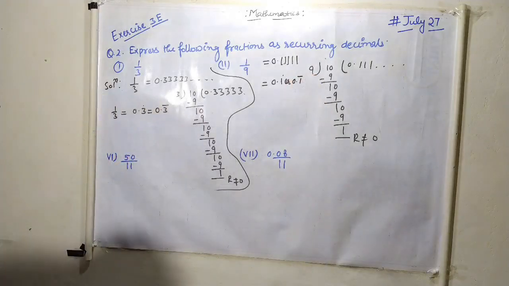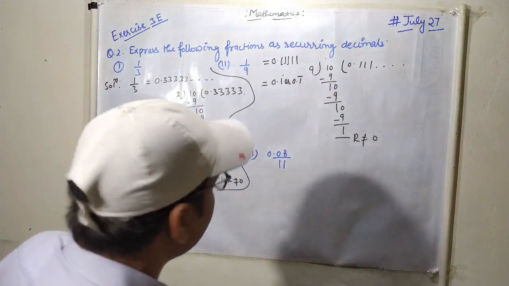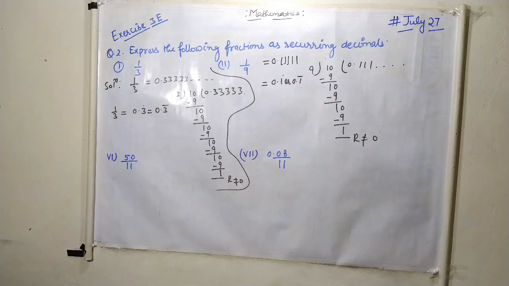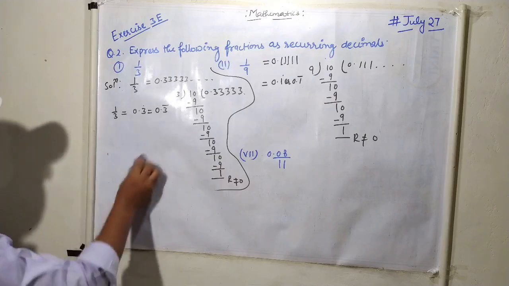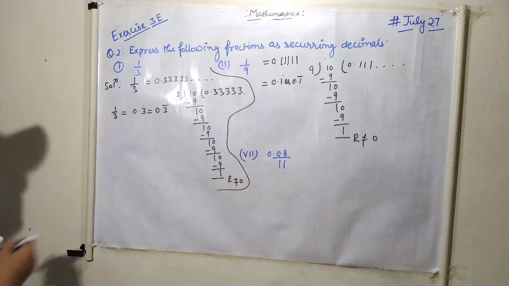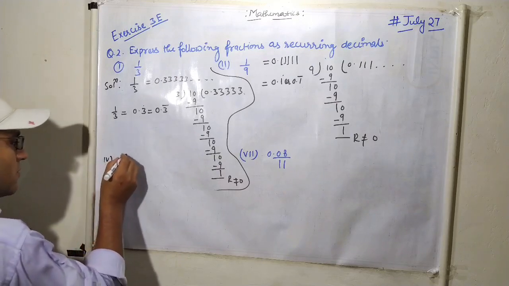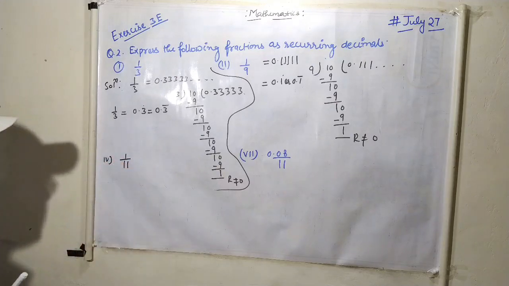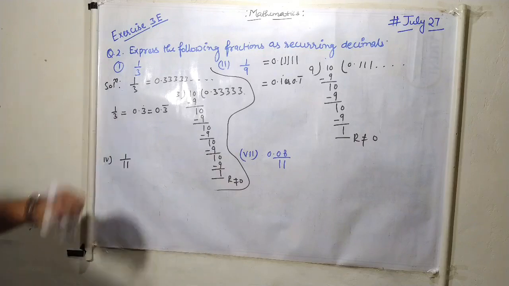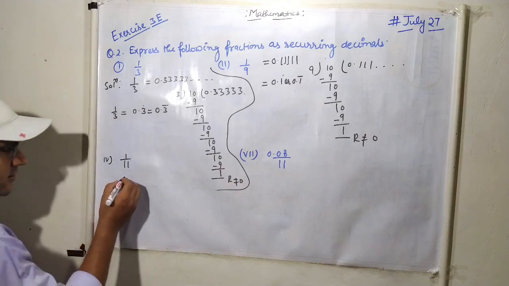Now that question number 4th. Okay, this is your question, 4th one, 1 upon 11. I'm going to do this 1 upon 11. Question number 4th, 1 upon 11. 3rd one you will try by yourself, because I have done that one in the example. Okay, so see this one.